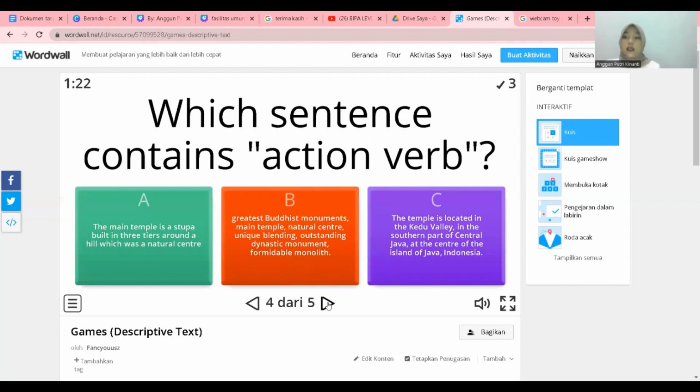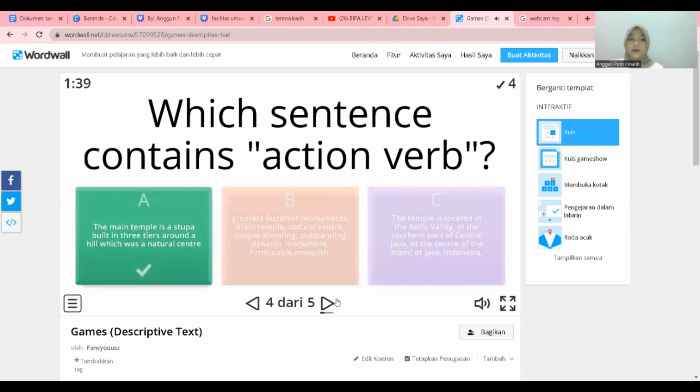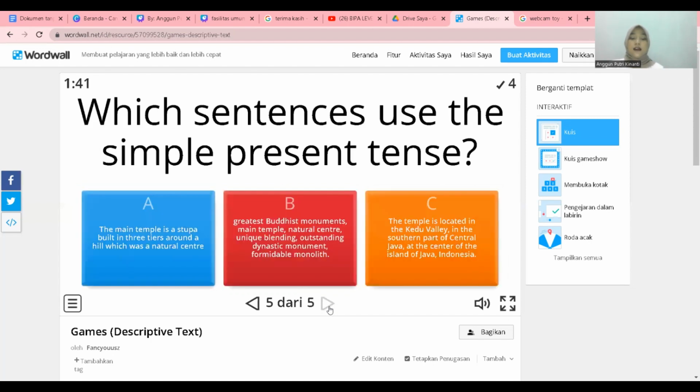And then, which sentence contains an action verb? Action verb is like eat, run, and others. So I think it's the main temple is Stupa, the A option we have built here. Okay, and then last, which sentence uses the simple present tense? Simple present tense. The temple is located in the Kedu Valley.